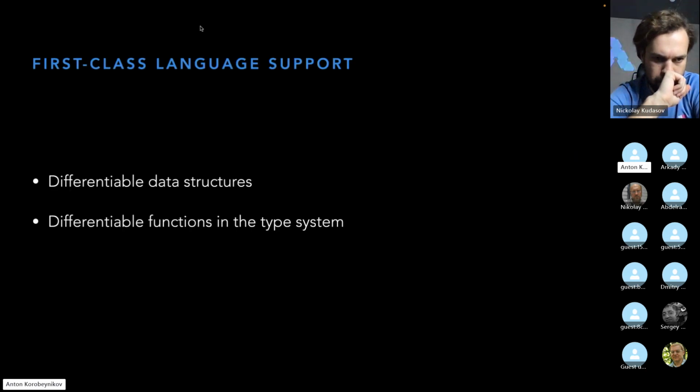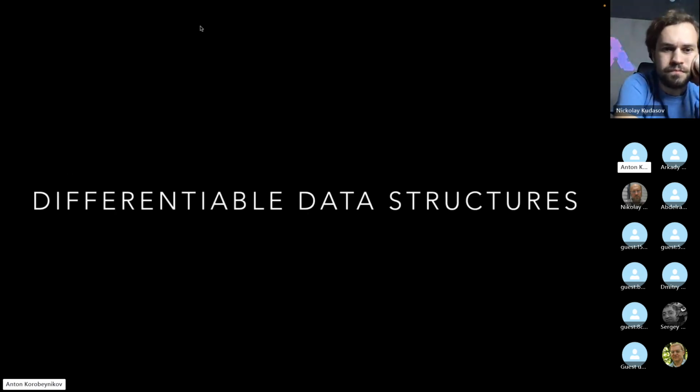By first class, we essentially mean standard library features like differentiable data structures. We also need to be able to express differentiable functions in the type system. These are the two main things that we need to develop as language features. All right, so let's start by talking about the data structures.